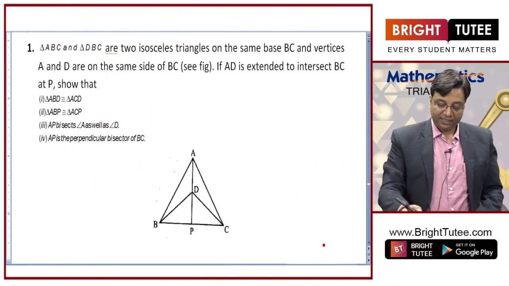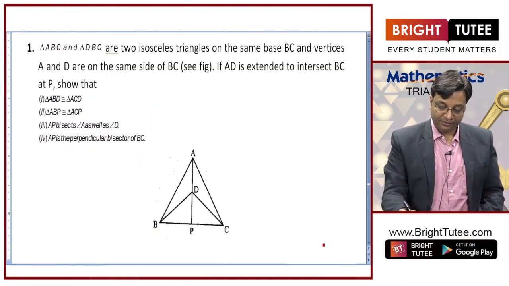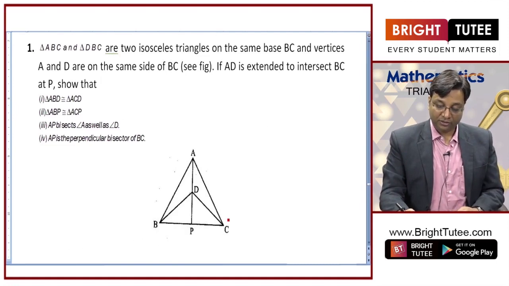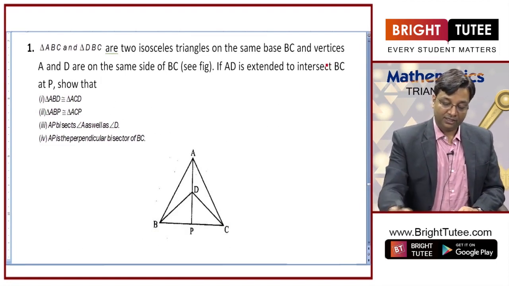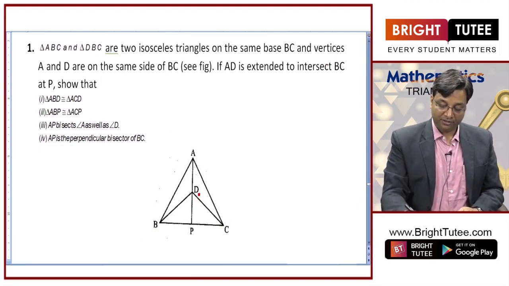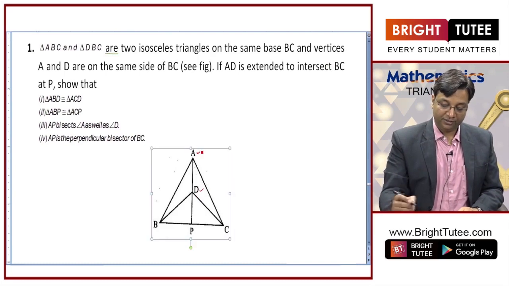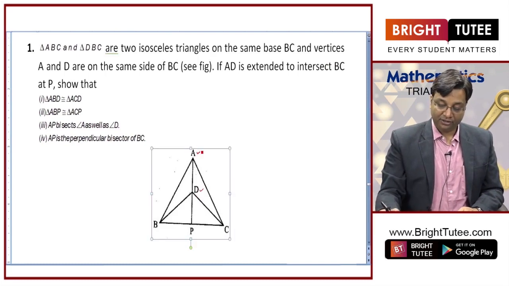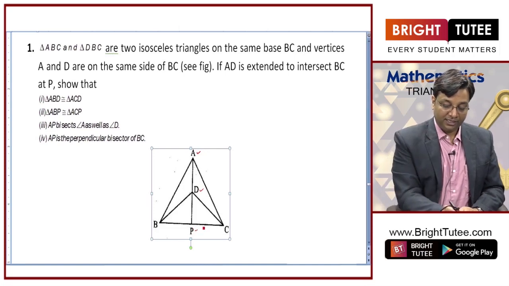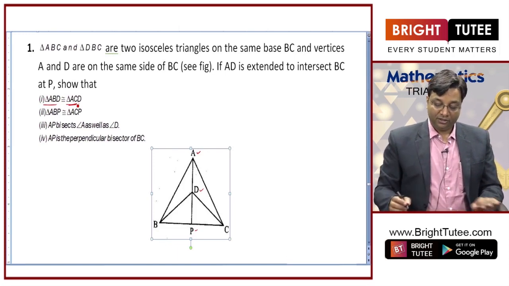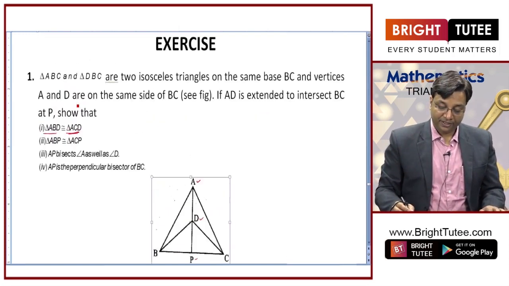Triangle ABC and triangle DBC are two isosceles triangles on the same base BC. Vertices A and D are on the same side of BC. If AD is extended to intersect BC at P, show that triangle ABD is equal to triangle ACD. So, let us first of all look at the given information.